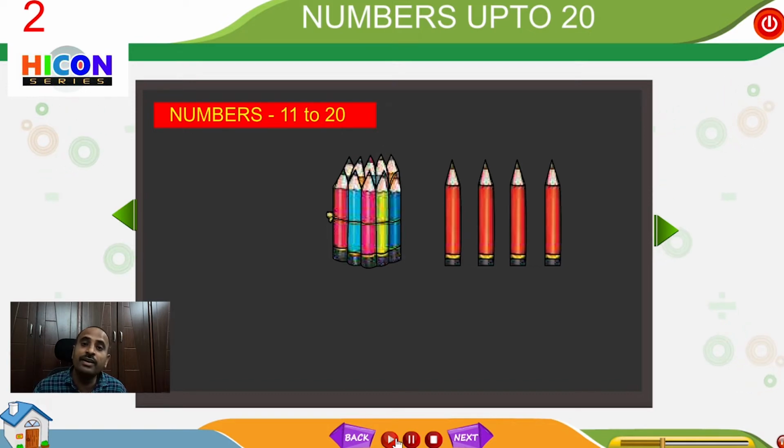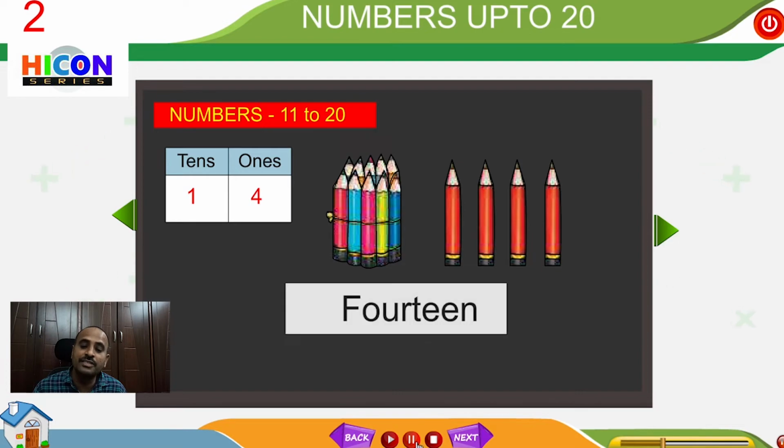There is 1 tens. That means 1 bunch is there. So each bunch represents 1 ten. So how many tens are there? 1 ten. So 4 ones, 1 tens. So this total together is called 14. So this number is called 14, and this 14 can be written in words like this: FOURTEEN. So this is called 14. So children, this is the number 14, and we can write the number 14 in words like this. So children, go to the next number.